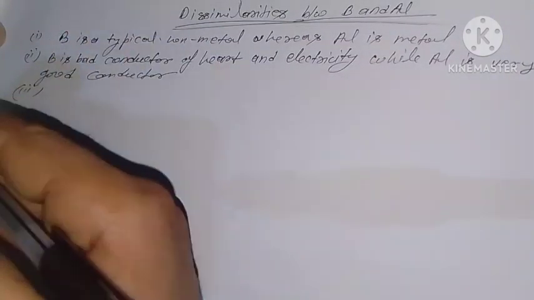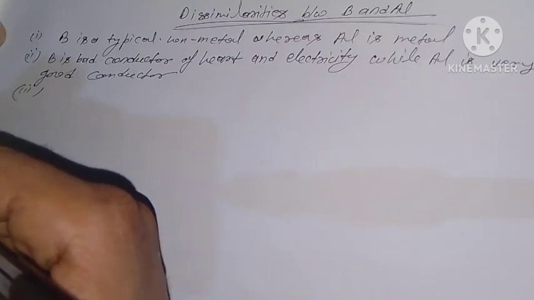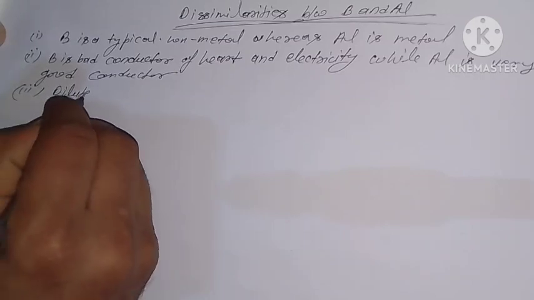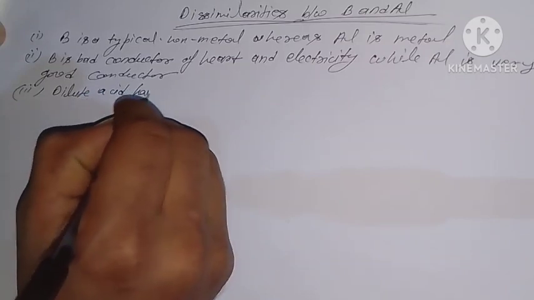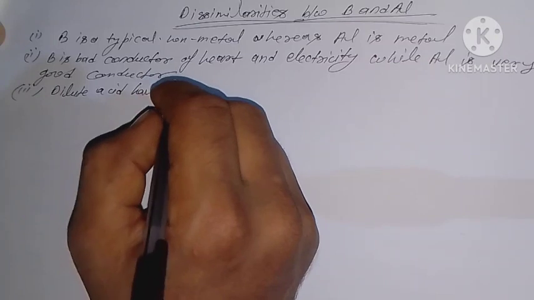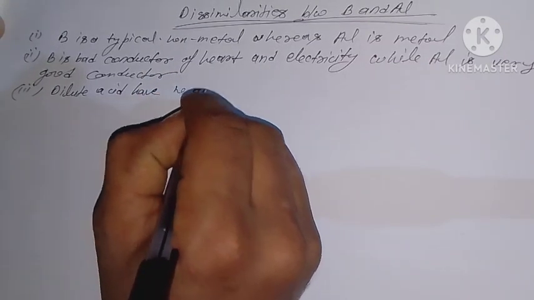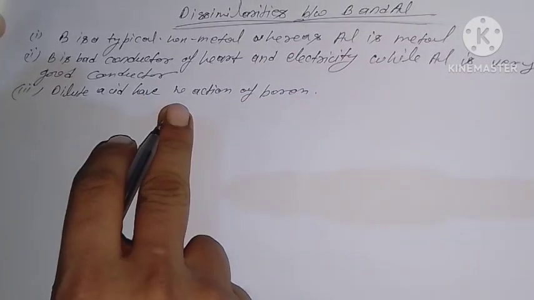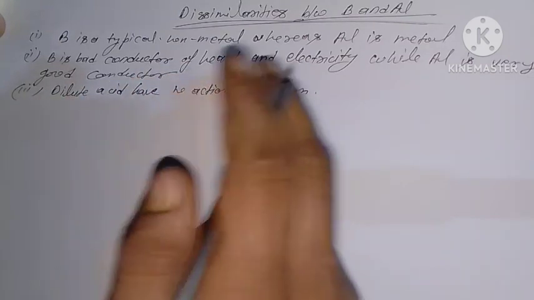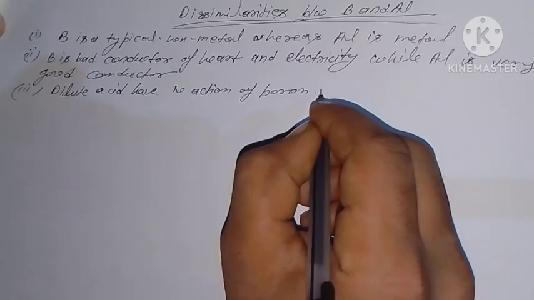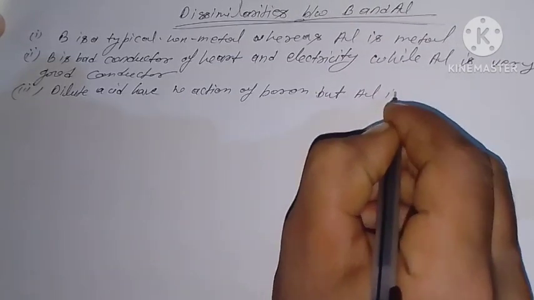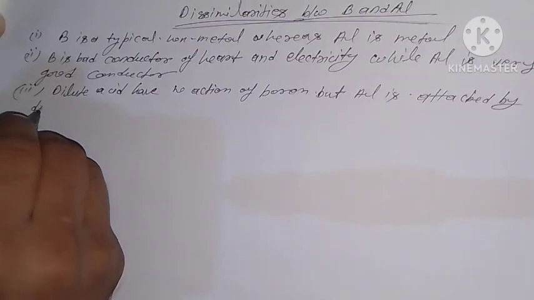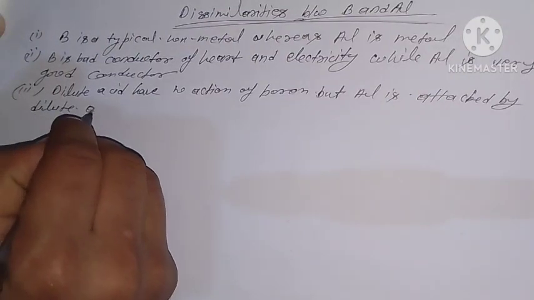Third point. Dilute acids have no action on boron, but aluminium is attacked by dilute acids.